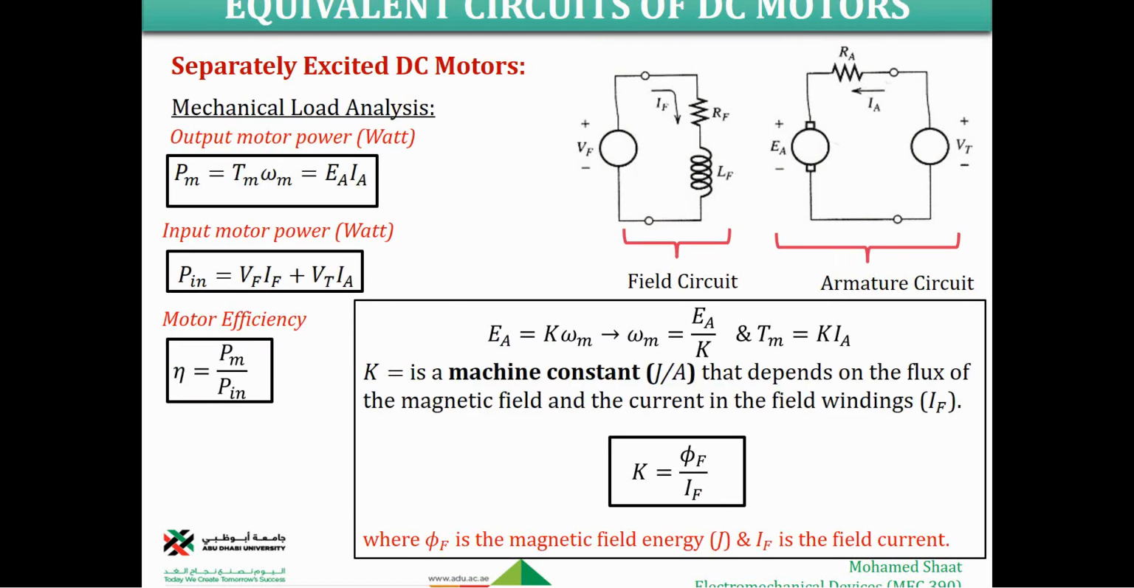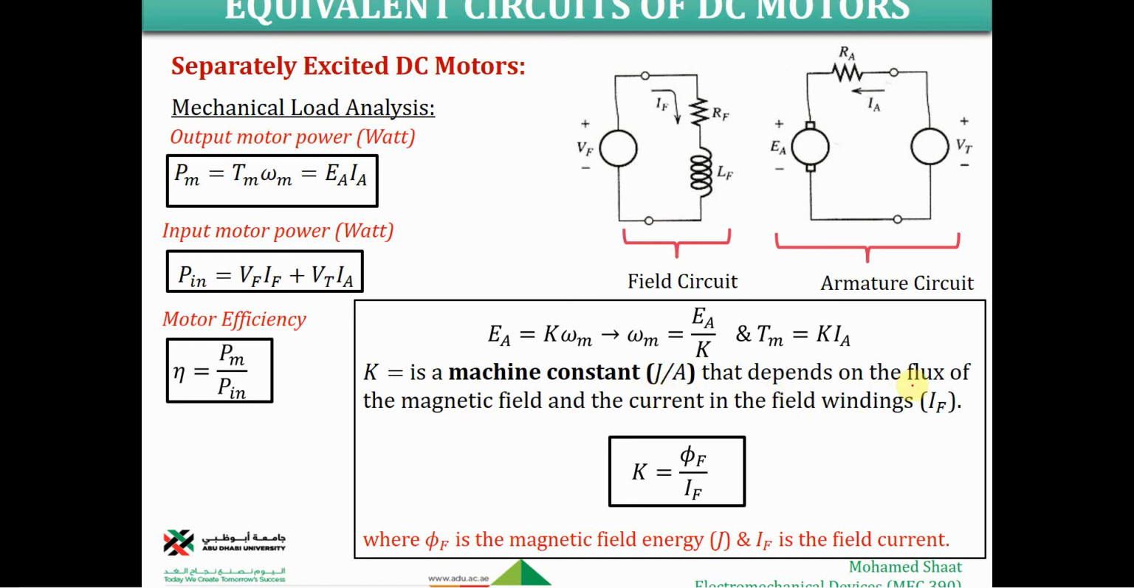What about K? Let us talk about it. K is commonly known as the motor constant or the machine constant, because we said that in general they have this machine in the form of motor or generator. It has a unit of J over A. A is the ampere, which is the unit for the current, and J is the unit for the energy.